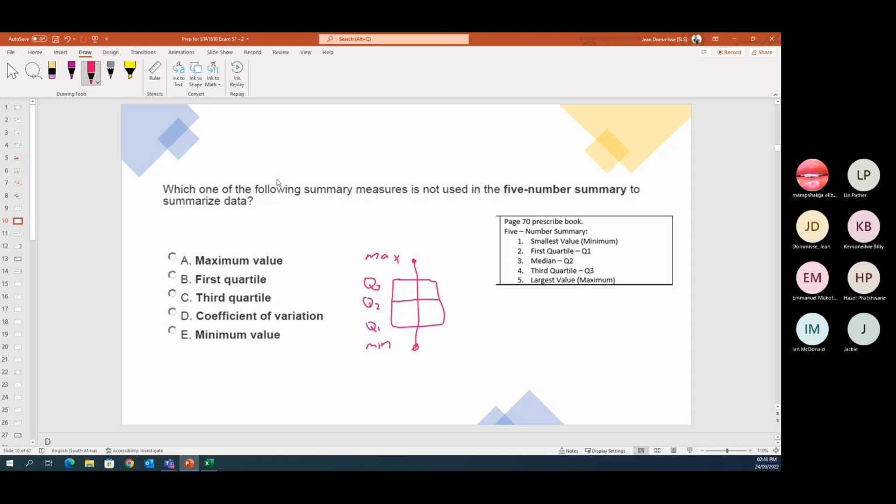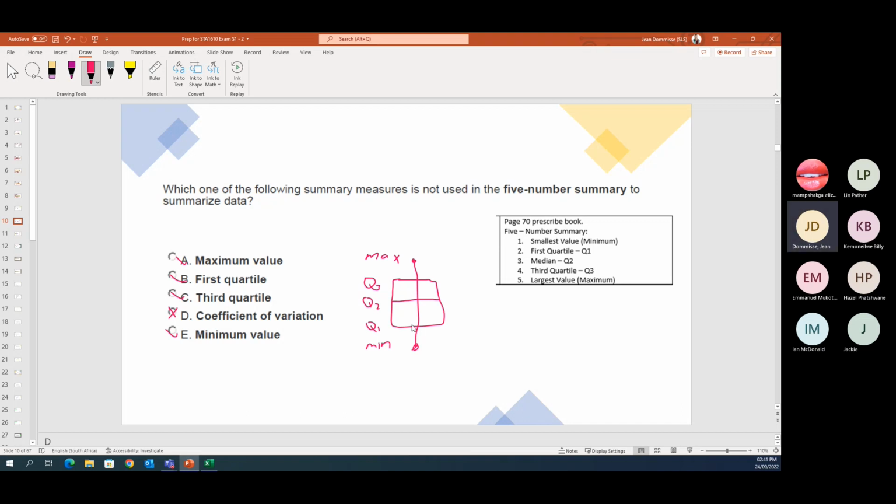Okay, so if you look at this set of 5 things that they give us, maximum is correct. We want which one of the following is not. First quartile is correct, that's Q1. Third is correct, that's Q3. Minimum is correct. The one that is wrong is the coefficient of variation. But here I've also added the 5-number summary as well, just as a graph, this is how it looks.